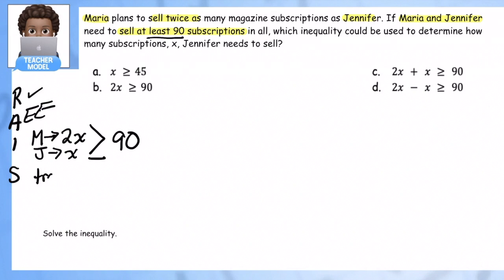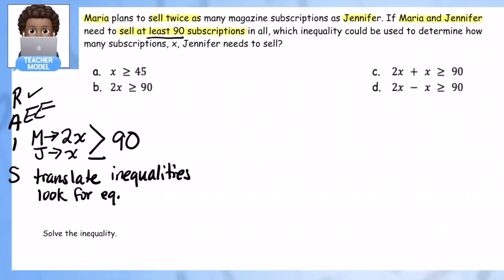I'm going to translate and create inequalities. That could be possible answers, and then I'm going to look to see which ones are equivalent. I'm going to look for equivalent inequalities, and this will help me figure out which ones I need to eliminate and help me find my distractor. Alright, so let's look at this here.